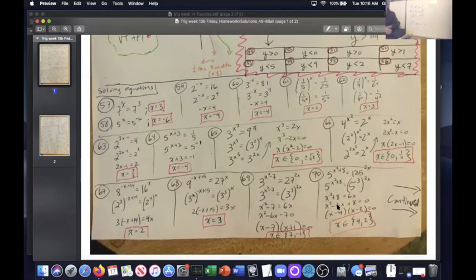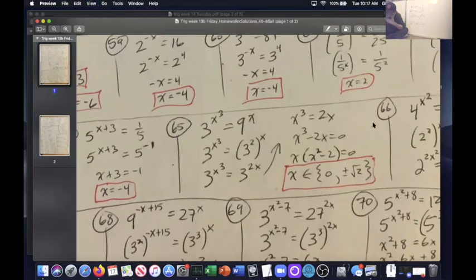Now, some of these equations here were straightforward, right? So 57, pretty straightforward. Now, 59, you want to convert to base 2, so 2 to the 4th power. And then in order to make these match, you would have to have a negative exponent. So that would have to be -4.